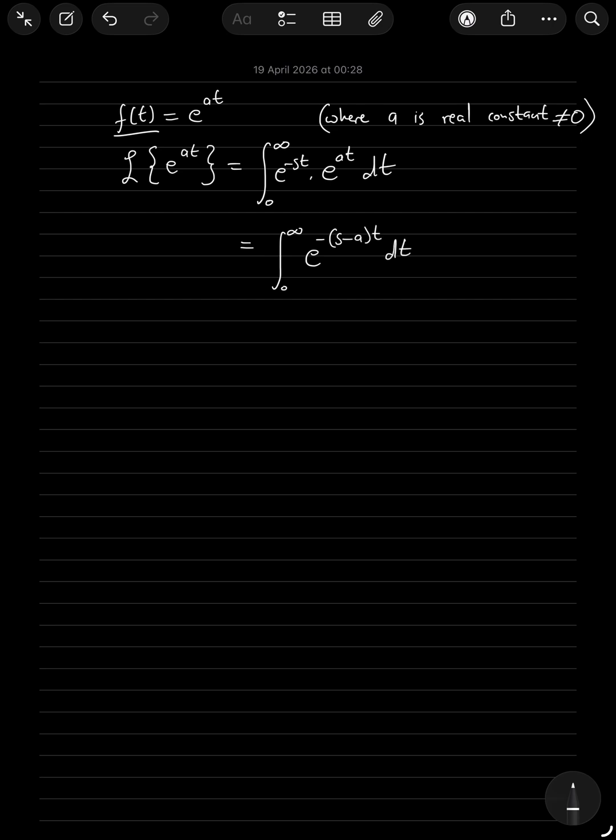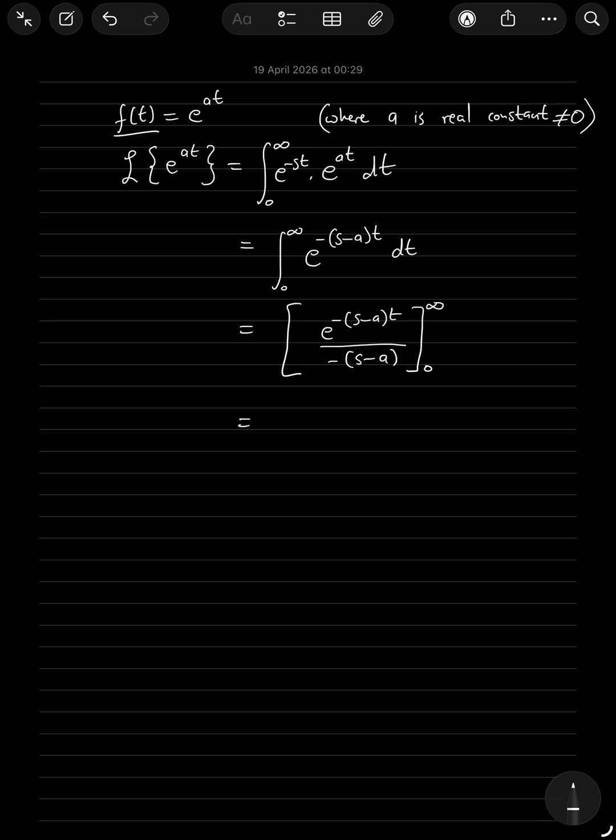So now you want to integrate an exponential. If you integrate this, you are going to have e to the power s minus a t over the derivative of the power, which is s minus a, right? And then the limits from 0 to infinity, because we have to include the limits. Okay, then now you substitute the limit.